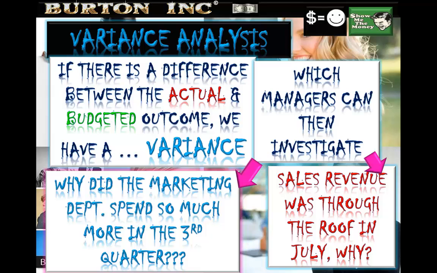The sales revenue went through the roof in July. Why did it do this? Any variance is arising from something unexpected. Something unusual is happening, and managers can get in there and investigate, take advantage of it, or quickly pounce on any threat that's being posed.